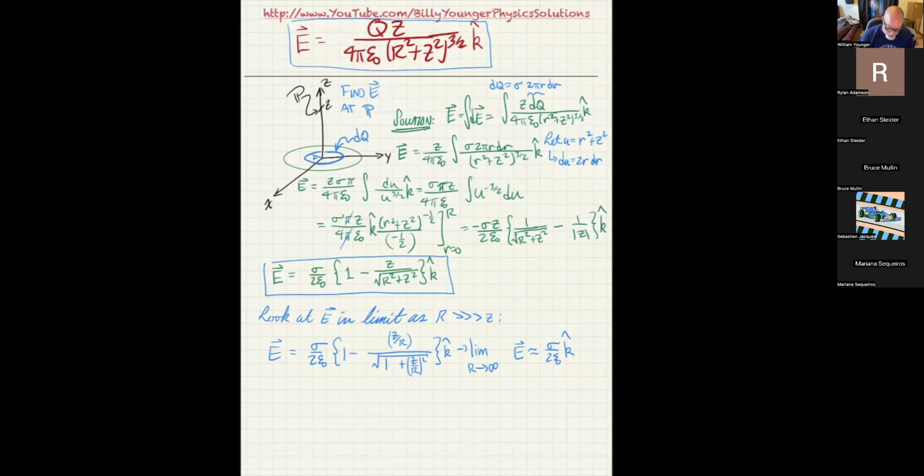I've talked about how when you get really close to this disk, you can get an electric field that's approximately sigma over 2 epsilon naught. So let me show you another neat little trick. Starting with this one, here's another example.